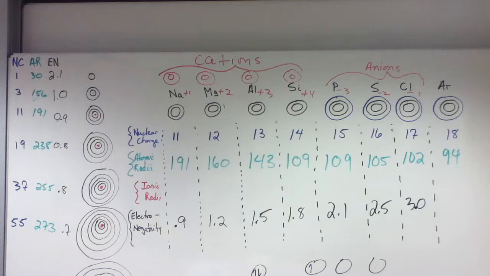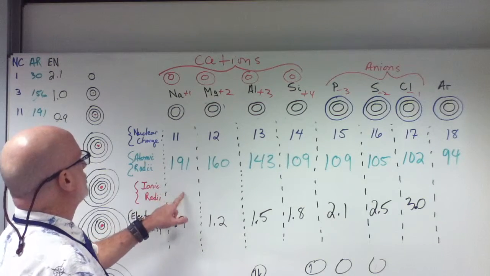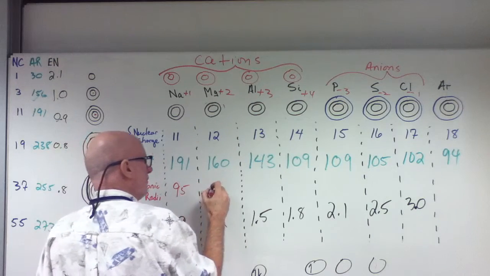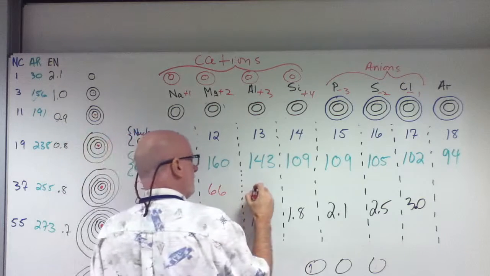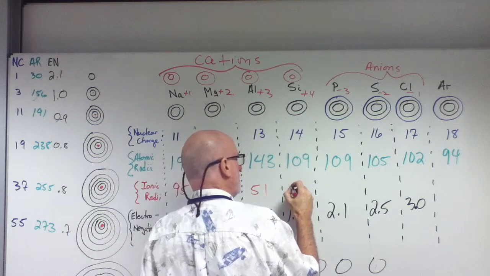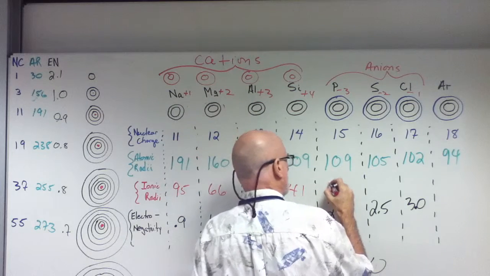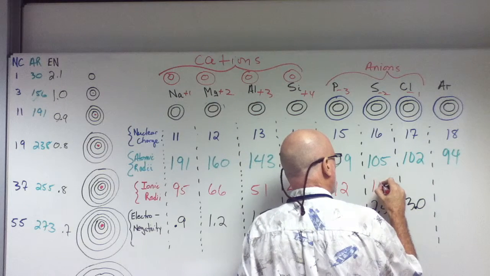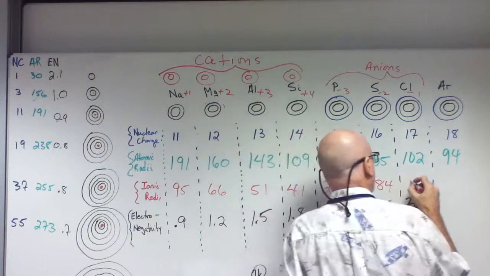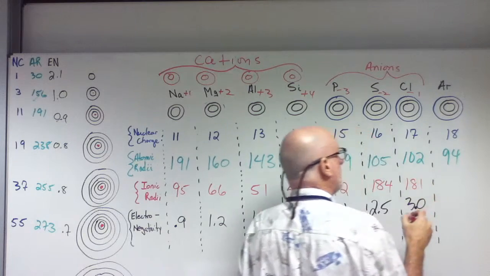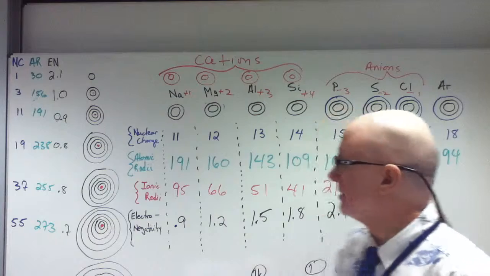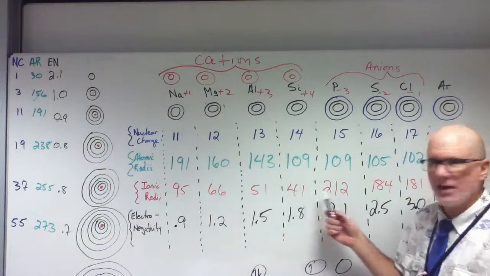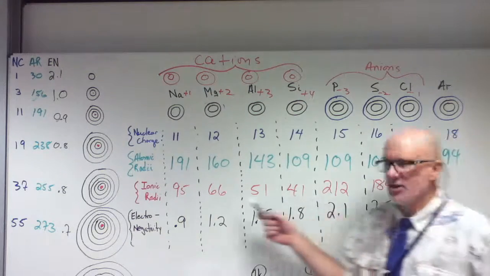So what's the ionic radius for sodium? Go across. Sodium, 95. Magnesium, 66. Aluminum, 51. Silicon, 41. Phosphorus, 212. Sulfur, 184. Chlorine, 181. Okay? You see that? How that is significant. You see the cations? They're all smaller than the anions, aren't they? You see that? And they shrink. So that makes sense.